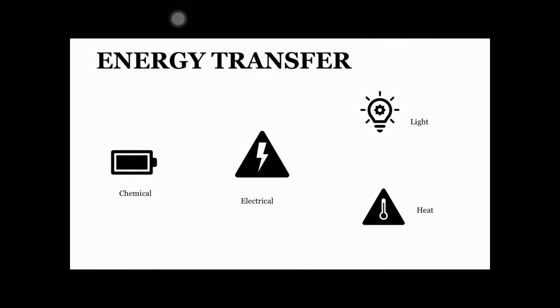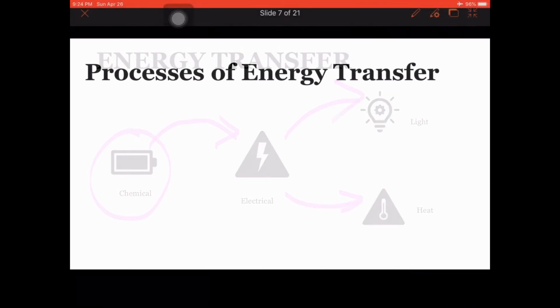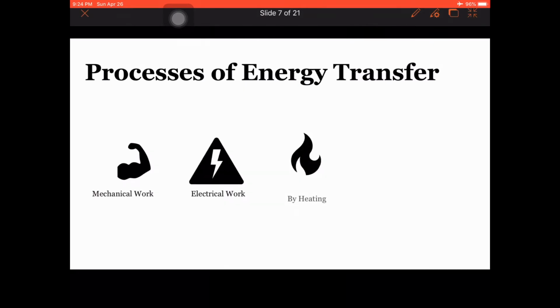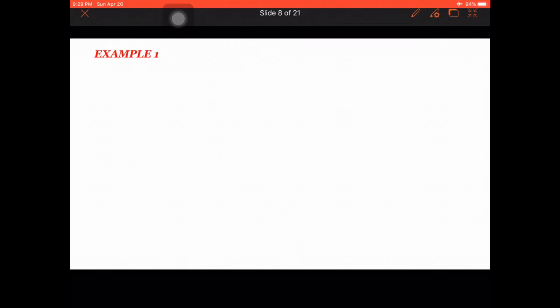Basically, we're going to explore how energy stored from one object is transferred to other objects by different processes. The different processes of energy transfer are the following: by mechanical work, by electrical work, by heating, and by radiation. Let's explore some processes of energy transfer using some examples.